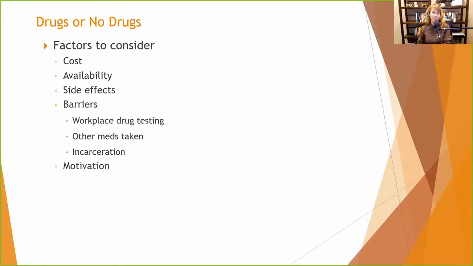You want to consider the side effects. If this person takes this medication, what are the side effects, and are those acceptable side effects in that person's purview? We want to look at barriers. Workplace drug testing. If they're working somewhere that prohibits the use of methadone, and then even if they're on prescription methadone, it would show up in a drug test and they may lose their job. There is some argument about whether that's legal, but let's be realistic here. The time it would take to fight that out in court would be, not good.